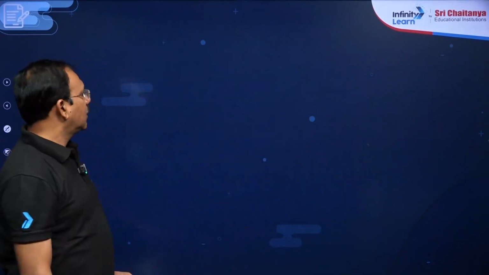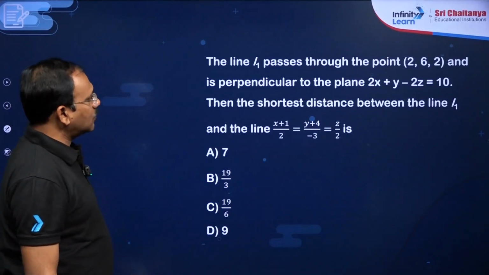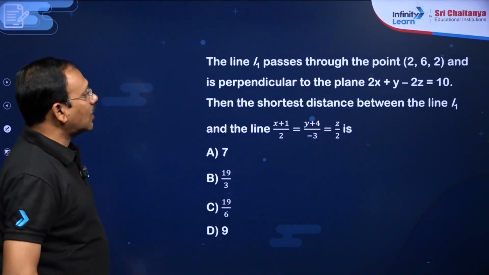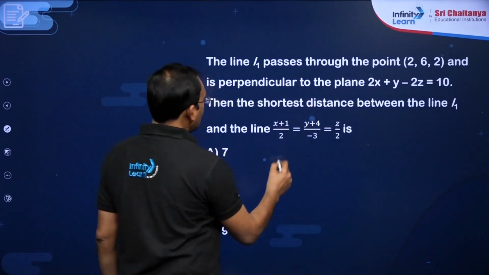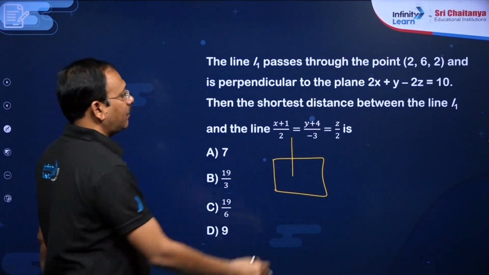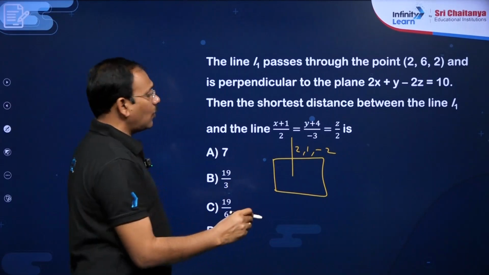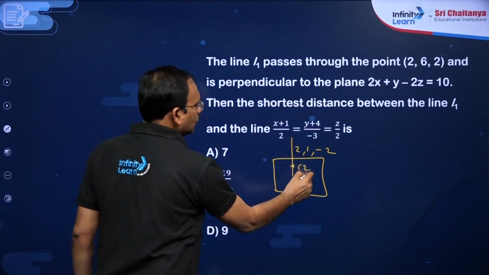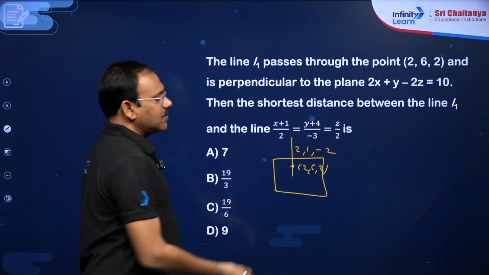That's it. Next, dear students, in the same way, the line L1 passes through the point and is perpendicular to the plane. Then find the shortest distance between L1 and the given line. The line L1 passes through the point and is perpendicular to the plane, which means it is parallel to the normal of the plane. The plane normal DRs are 2, 1, minus 2. So, there is a line having these DRs passing through 2, 6, 2. Indirectly, a line is given, and you know the DRs and point, and the second line is given, so you can find the shortest distance.